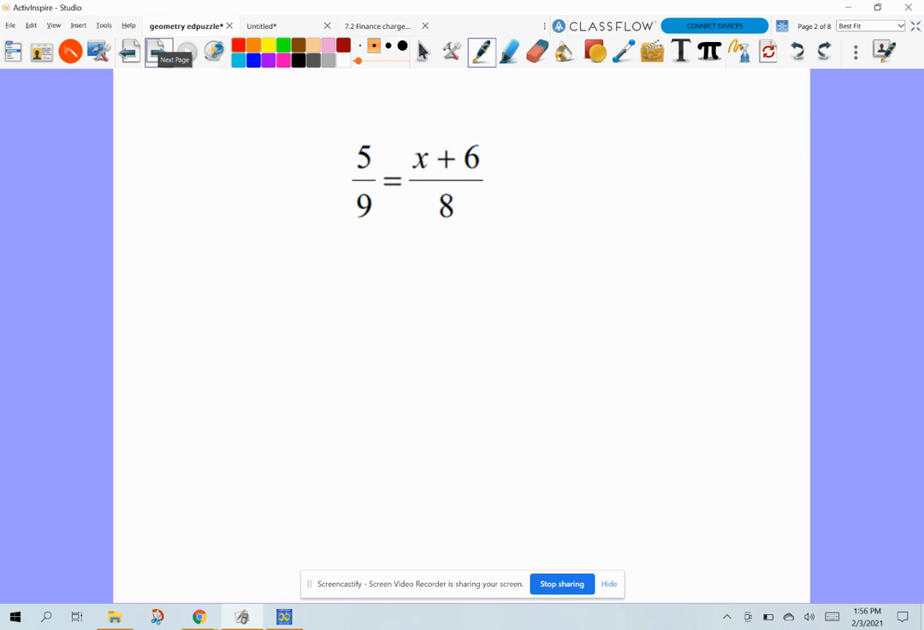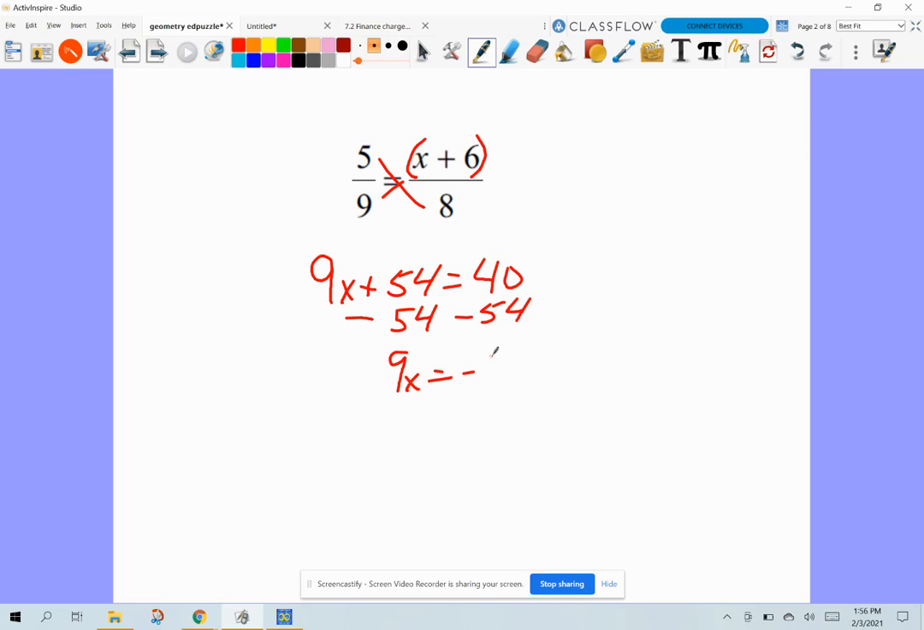This one's a little bit more complex. With this binomial in the numerator, just treat that as if it has parentheses around it when you multiply. Okay, cross multiplying will give you 9x plus 54. And then this one will give you 40. Pretty basic algebra steps here. I got negative 14. Divide out your 9. This is negative 1.6 when you divide.